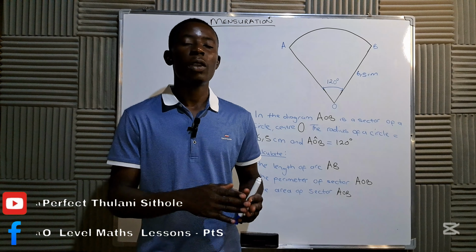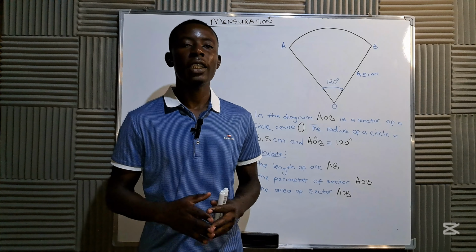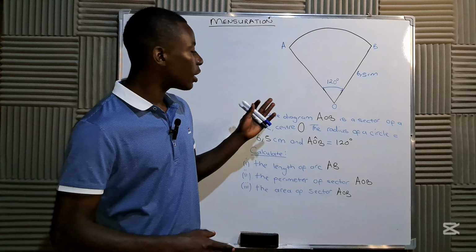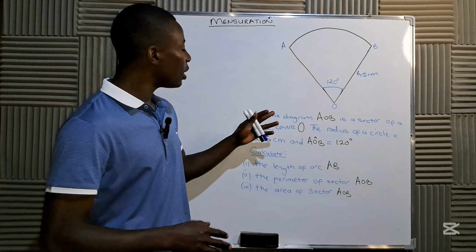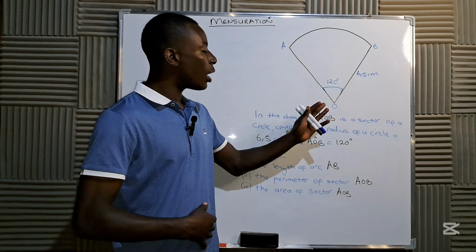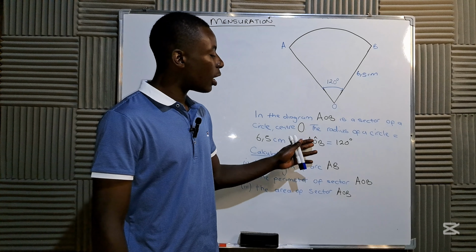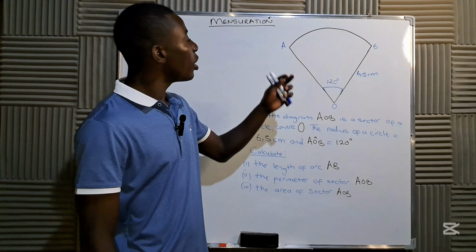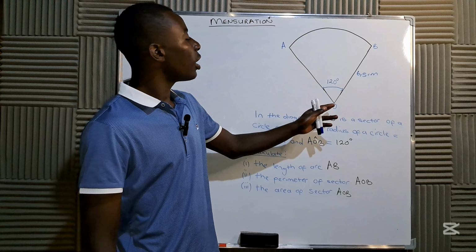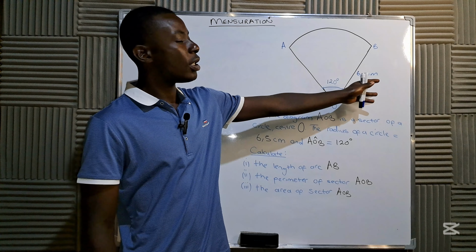In today's video, we are going to do mensuration, focusing mainly on calculating the length of an arc, the perimeter of a sector, and the area of a sector. And I have an example with me here, which says in the diagram, AOB is a sector of a circle center O. The radius of the circle is 6.5 centimeters, and angle AOB is 120 degrees. So angle AOB is 120 degrees and our radii OB and OA are 6.5 centimeters.